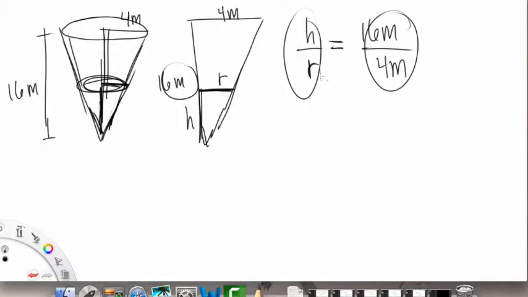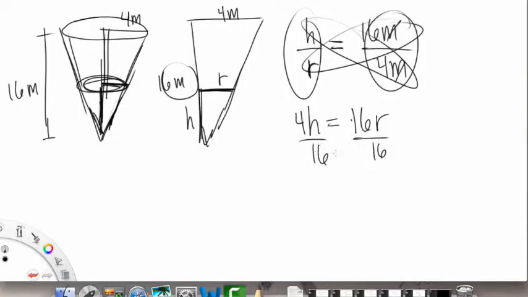So what we can do is solve for r. If we solve for r, we can cross multiply. So we get 4, well, the meters can cancel out first of all. So we get 4 times h is equal to 16r. Then if we divide by 16, we get that r is equal to h over 4.